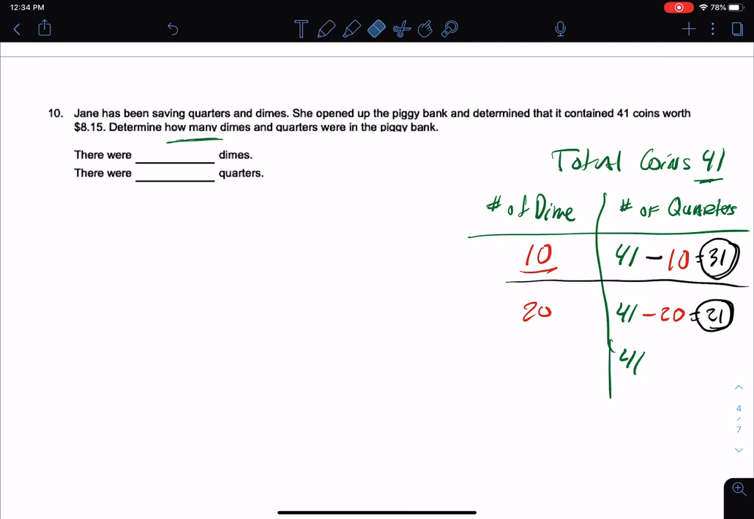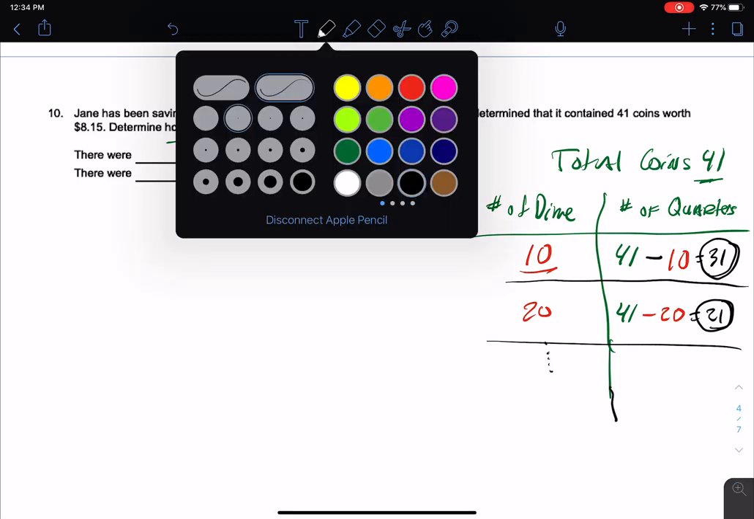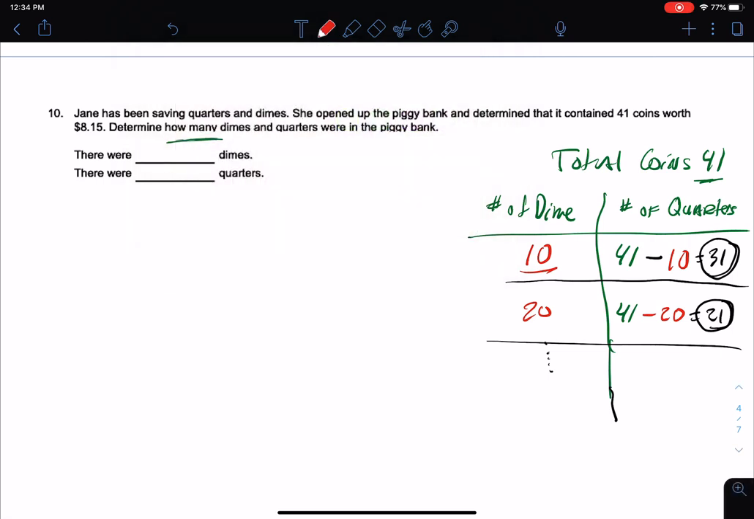Let me get rid of this. Let's move it on down. What if we didn't know how many dimes there are? That's this case here. We don't know how many dimes, so we let x equal the number of dimes. So the question is, do we know how many quarters there are? Many people would say no, we don't know. But there is a relationship that still needs to be shown, just like when there were 10 dimes, so there's 31 quarters. There's 20 dimes, so there's 21 quarters.